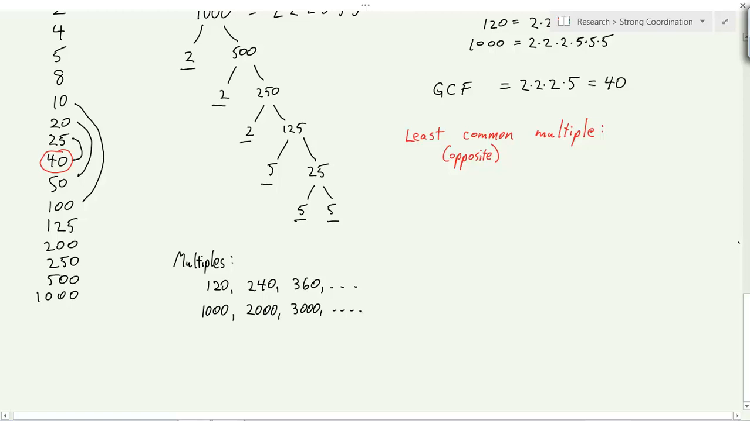Now, you sometimes want to know the smallest number that appears in both these lists. One place where you'd want that is when you're finding a common denominator in fractions. So this is an important thing to be able to do.